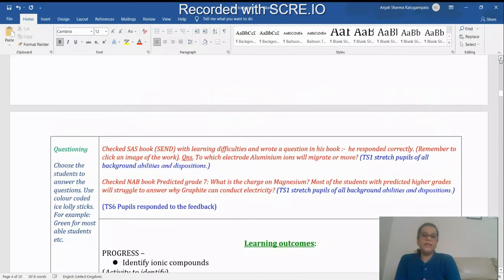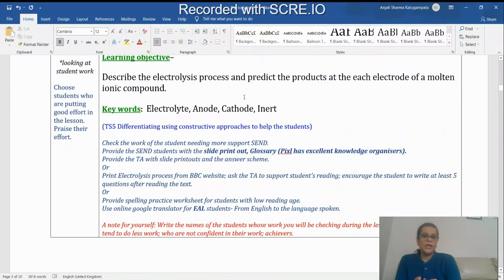And here, include in your lesson plan how you are going to differentiate for your students. When you include that, you're checking the box: differentiating using constructive approaches, Teaching Standard 5. You check the work of your students, ask them questions, and provide them with slide printouts and a glossary. Pixl has excellent knowledge organizers. You can give them a knowledge organizer. You can provide them with the key points. Then you can give a TA a printout of the electrolysis process from the BBC website and encourage the TA to help students with spellings, words, and pronunciation.